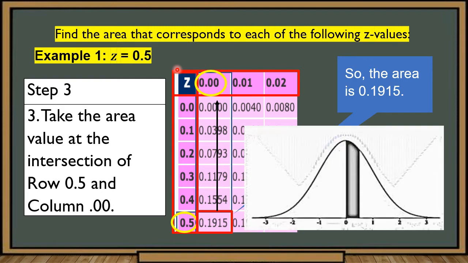So going back to our graphical representation, we're going to label the area. This region covered, which corresponds to 0.5 or 5/10, has an area value of 1915 10,000s.